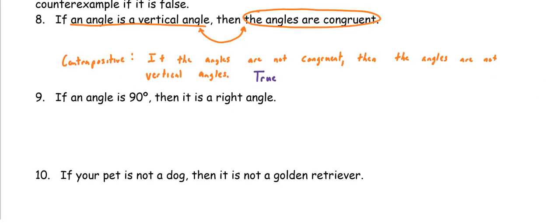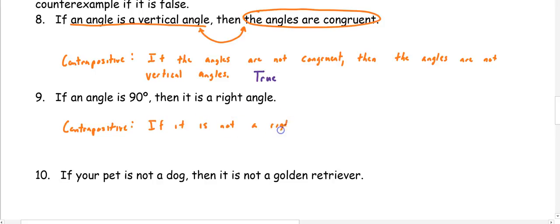Number 9, if an angle is 90 degrees, then it's a right angle. Our contrapositive is going to switch the order and take the opposite. So if it is not a right angle, then it is not 90 degrees. This statement is also true.